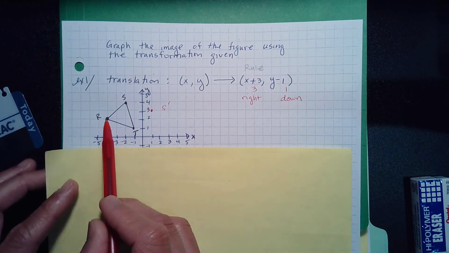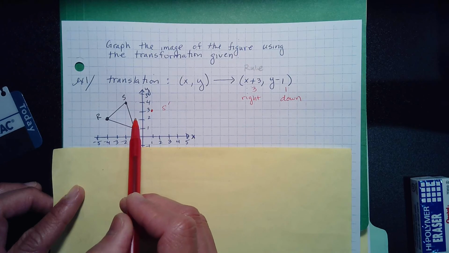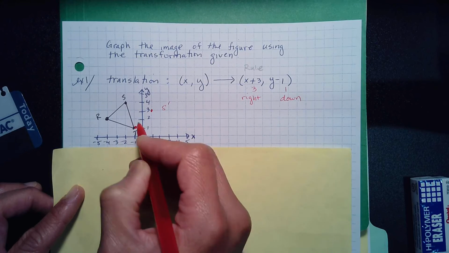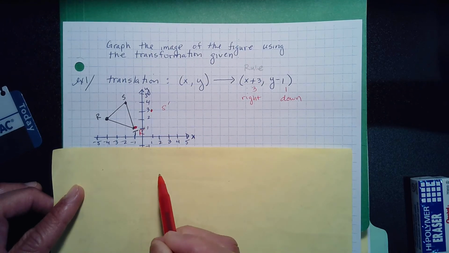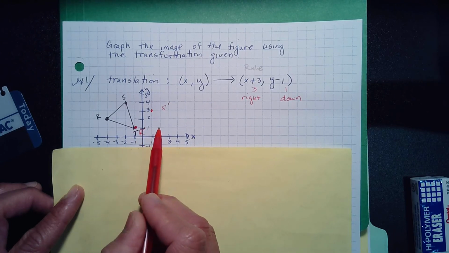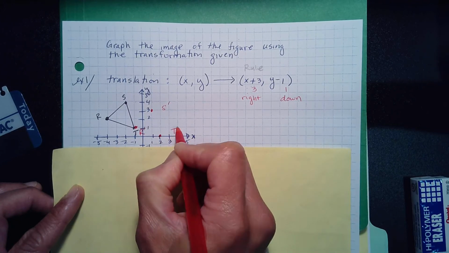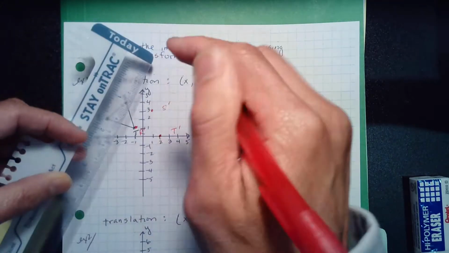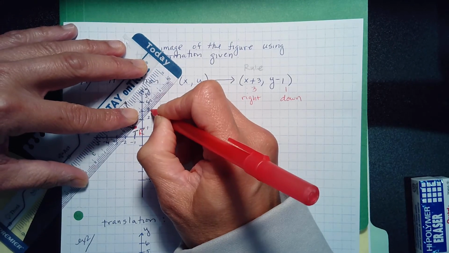Next, let's look at R. Move 3 units. 1, 2, 3, down 1 unit. So this right here, that is called R prime. We're going to move T 3 units. 1, 2, 3, down 1 unit. This is called T prime. Okay, so now let's just connect the dots.